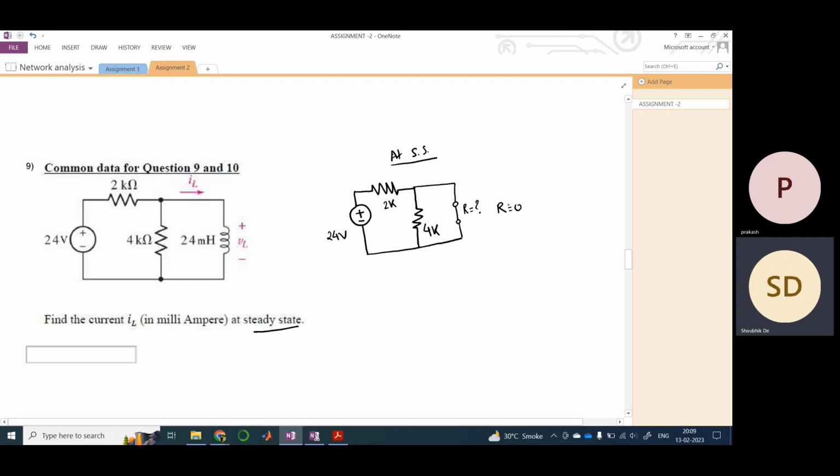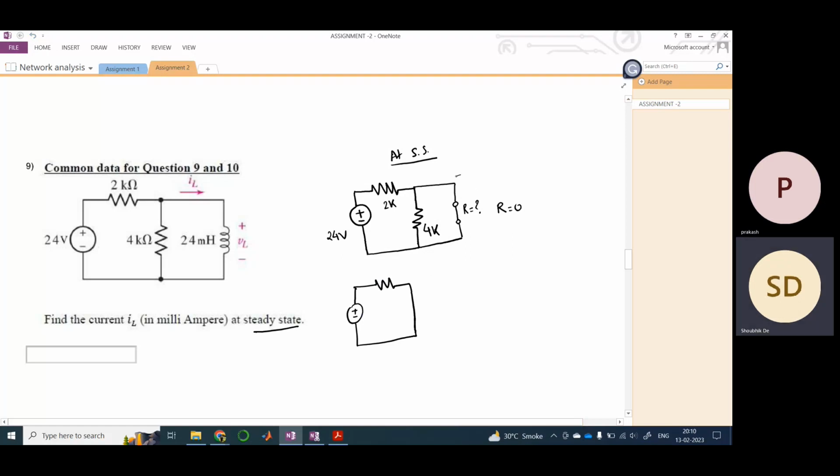So if I calculate the equivalent resistance of 4K and 0, R equals 0. If you do this parallel combination, you will see that this gets cancelled out, because R1 into R2 divided by R1 plus R2, and R1 is already 0. So your numerator would be 0, and then it is pretty simple. So your 24 volt would be a circuit, and finally this is my circuit.